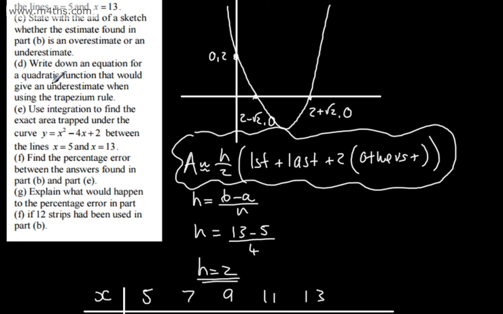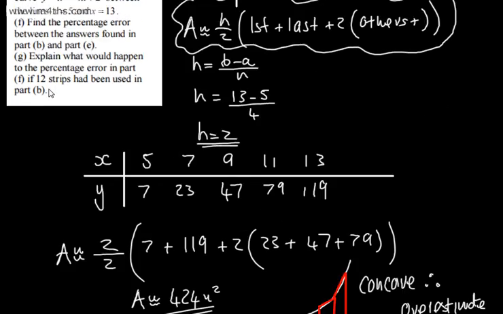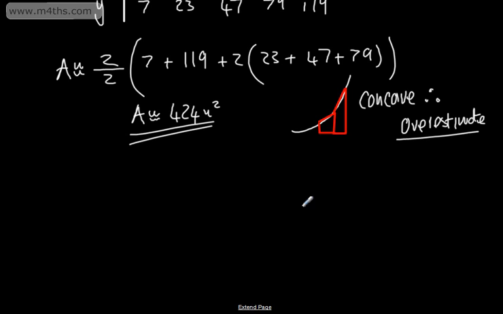Okay, in part D, we need to write down an equation for a quadratic function that would give an underestimate when using the trapezium rule. So if we consider what we need is a quadratic function, well, this time if we have something that's convex or opens downwards, we know that this is going to be, now if we do this one, this would be an underestimate.